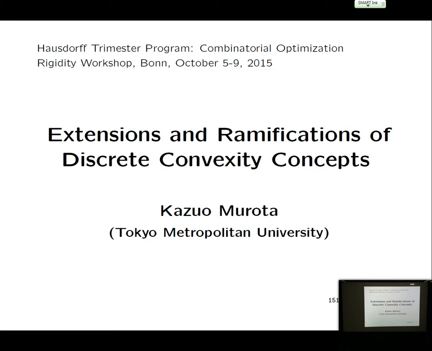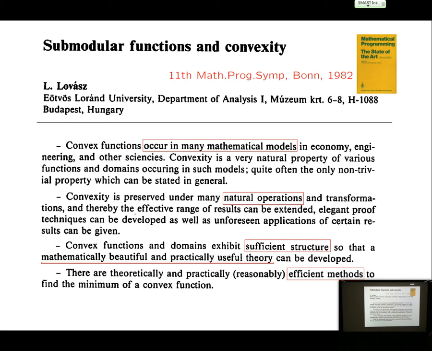Okay. So first, we should start with Lovasz' very famous paper in 1982. And it is from, so you see here, this is a math programming symposium in Bonn here. And in his paper, the title, Submodular Function of Convexity, he says 3 important features of convex functions. Okay? And they are here.